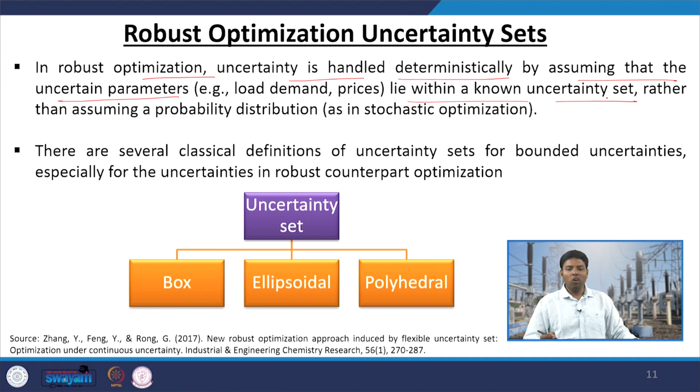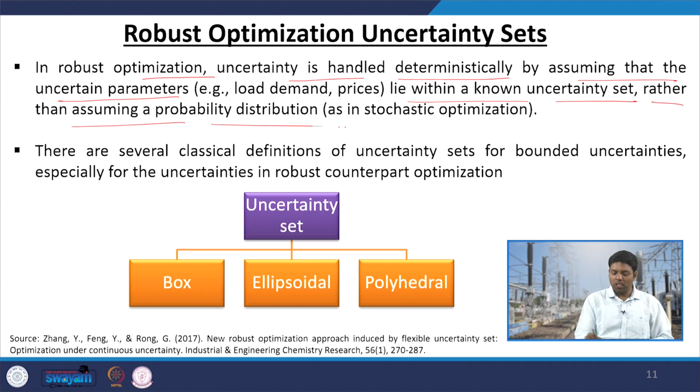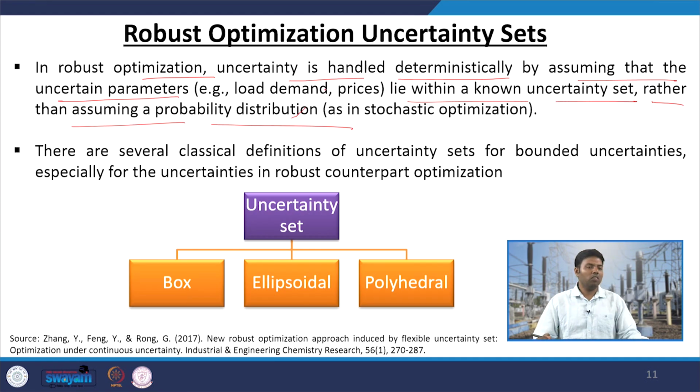That means we know the maximum value your uncertain event can take, or the maximum level of your randomness, rather than assuming a probability density function. So you need not have a probability distribution function for robust optimization, and that is mostly used when you cannot fit a good probability distribution function for your uncertain events.